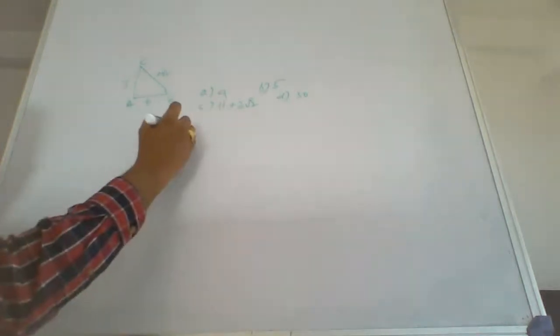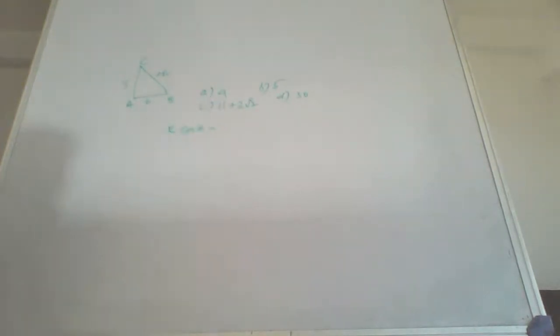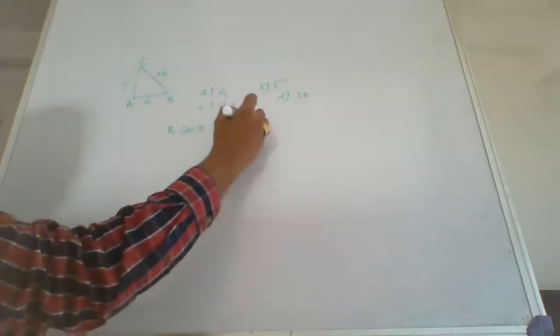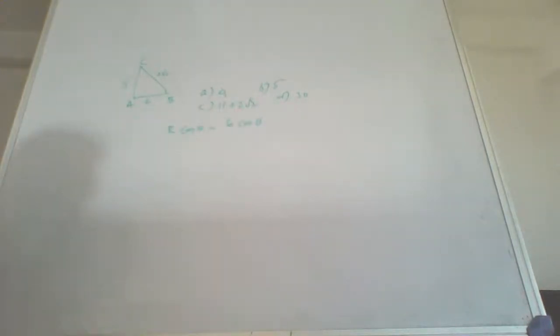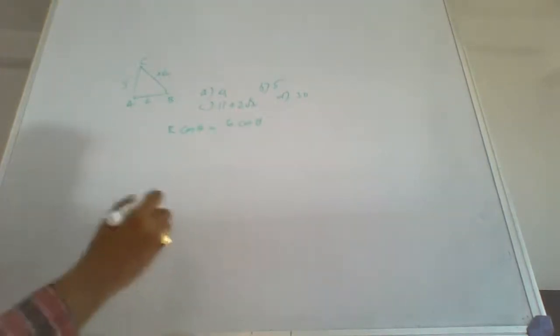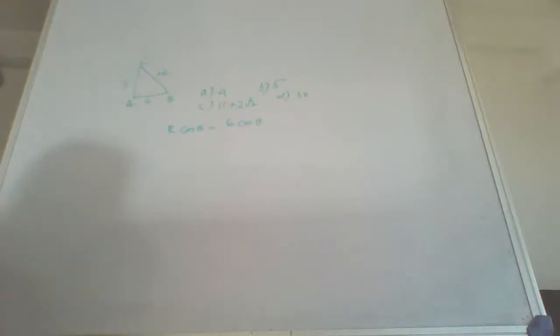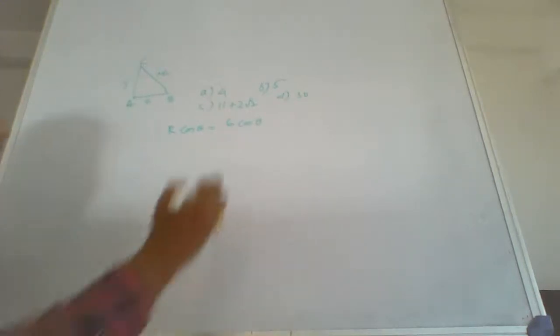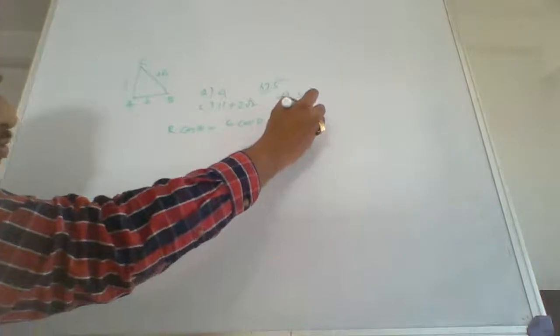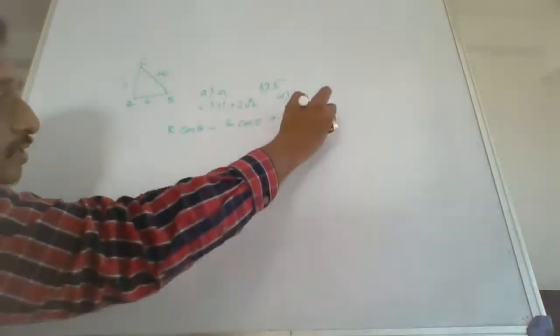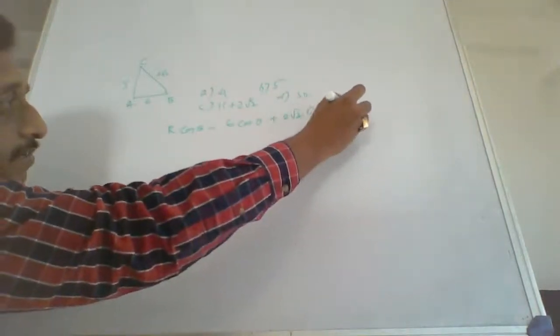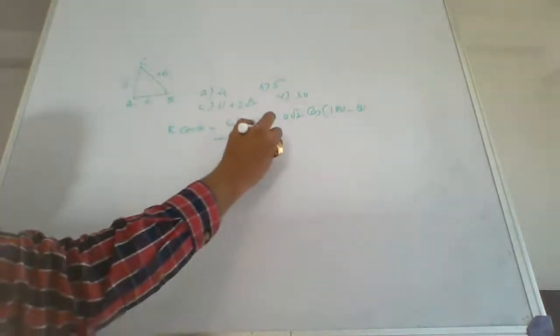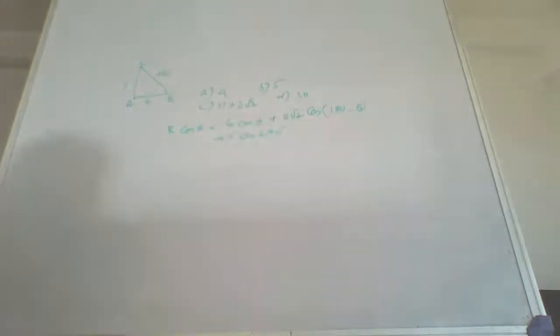Now R cos theta will be 6 cos theta plus 2 root 2 cos of 180 minus theta plus 5 times cos 270 degrees.